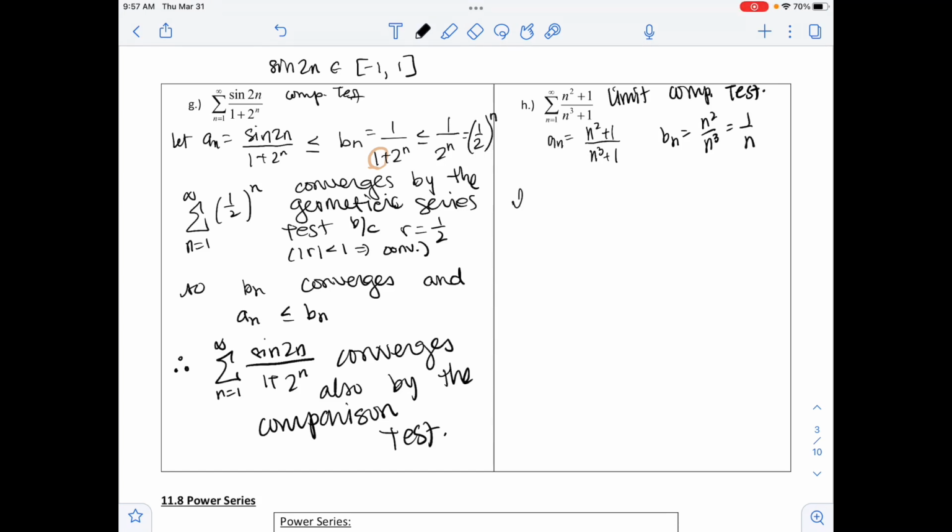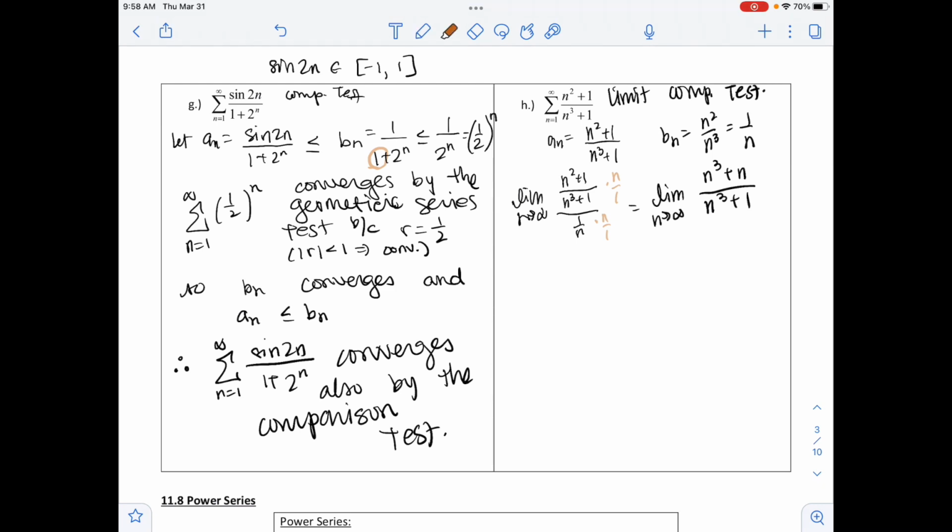And so the limit as n approaches infinity of a sub n over b sub n, which is n squared plus 1 over n cubed plus 1, all over 1 over n, if you multiply by the reciprocal of the denominator, simplifies to the limit as n approaches infinity of n cubed plus n all over n cubed plus 1. And evaluating this, we get infinity over infinity, which is indeterminate.